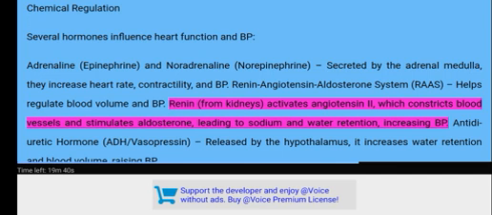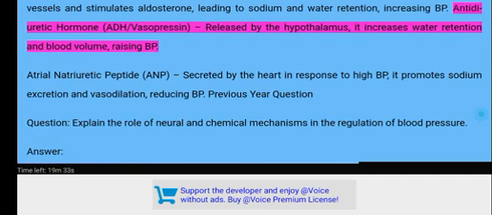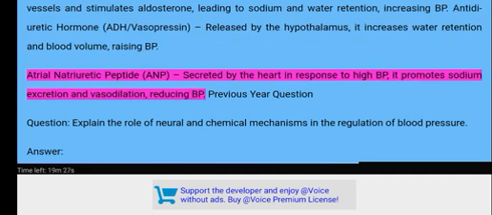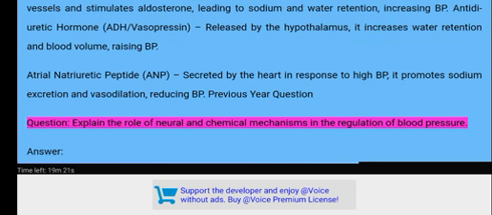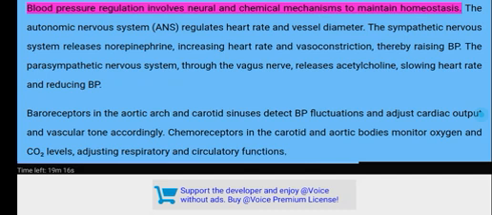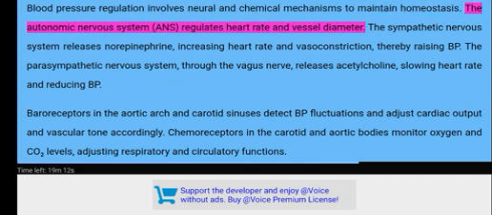Renin from kidneys activates angiotensin II, which constricts blood vessels and stimulates aldosterone, leading to sodium and water retention, increasing BP. Antidiuretic hormone, ADH, vasopressin, released by the hypothalamus, increases water retention and blood volume, raising BP. Atrial natriuretic peptide, ANP, secreted by the heart in response to high BP, promotes sodium excretion and vasodilation, reducing BP. Previous year question: explain the role of neural and chemical mechanisms in the regulation of blood pressure. Answer: Blood pressure regulation involves neural and chemical mechanisms to maintain homeostasis. The autonomic nervous system, ANS, regulates heart rate and vessel diameter.